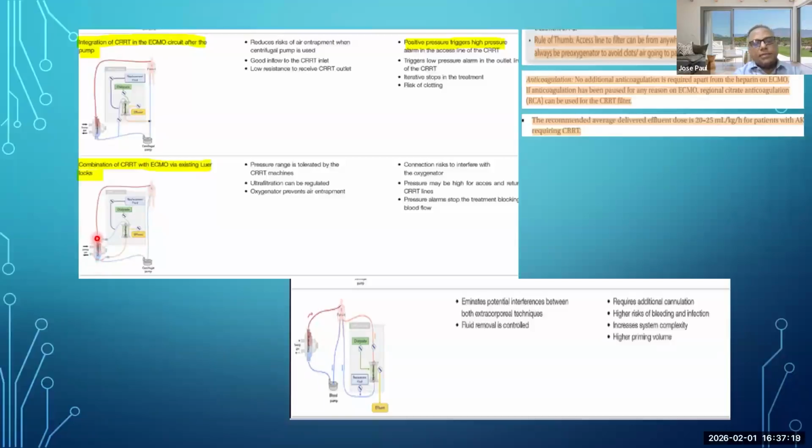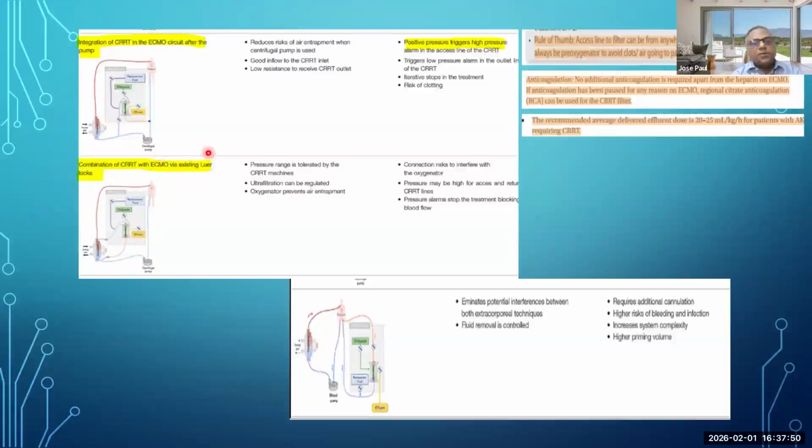There are lever locks available which facilitate easy transfer of blood from the ECMO circuit. The lever locks are available before the oxygenator and after the oxygenator. And this is one of the most commonly used techniques to integrate the CRRT into the ECMO circuit. But the thumb rule is that access to the filter can be from anywhere on this ECMO circuit, but the return line should always be pre-oxygenator.